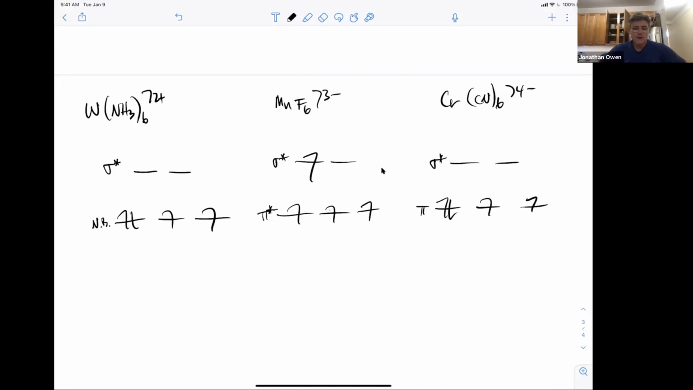So when I ask you, is there going to be a Jahn-Teller distortion or not? First question: is there an electronic degeneracy? Yes, all of these have an electronic degeneracy. They will all undergo some distortion. Which one is going to be the strongest? That'll be the manganese hexafluoride, because the one electron, the degeneracy, is in a sigma star level.